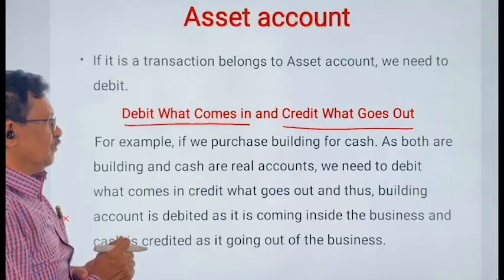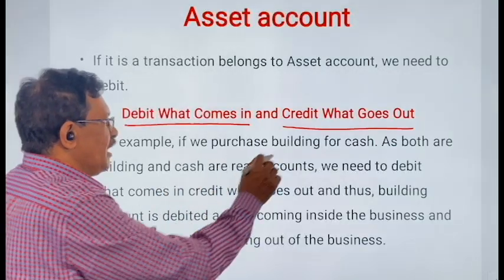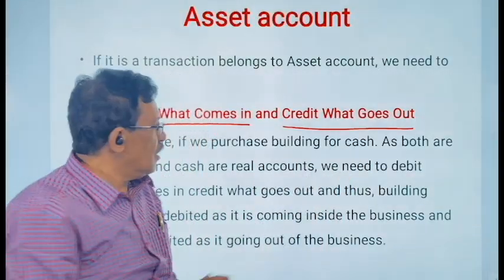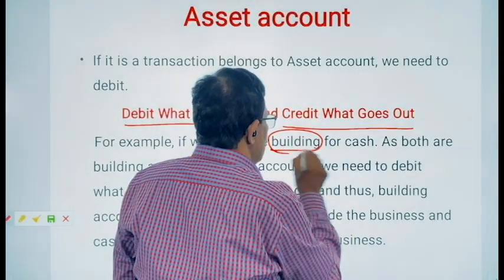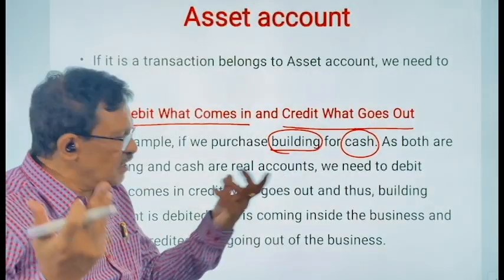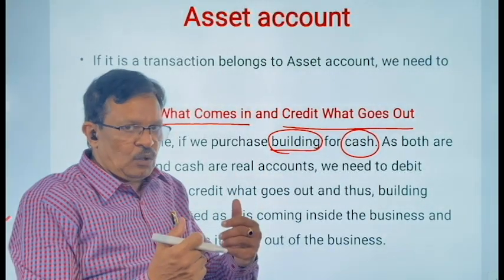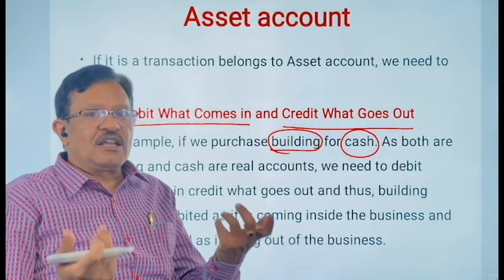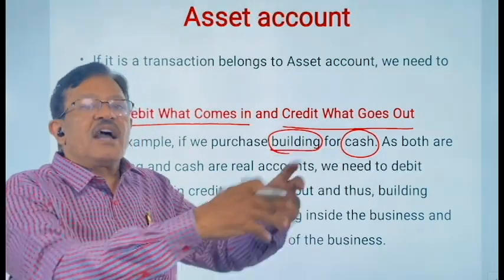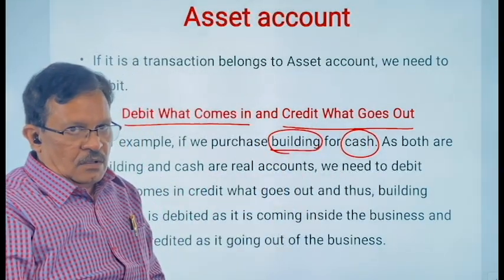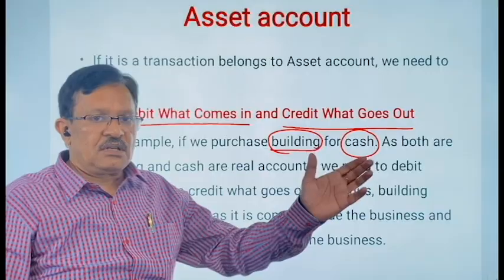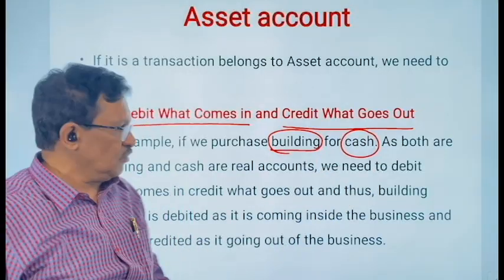Let us take an example. If a building is purchased for cash, both the building and the cash belong to the assets. Both the building and cash are assets. So one is coming in, one is going out. What is coming in? The building is coming in. So debit the building account, credit the cash account, because cash is going out. This is how we have to pass the transaction: debit the building account and credit the cash account.